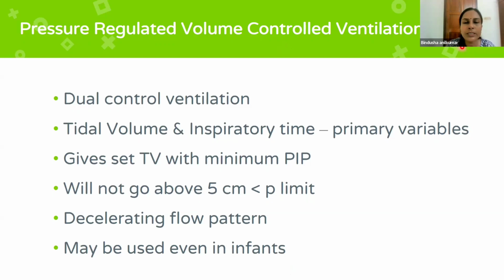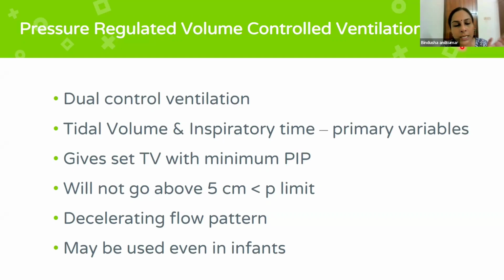You will set the pressure in the alarms. When you set the high pressure alarm, the ventilator will never go above 5 centimeters below the pressure limit. That tells you that if you are setting the high pressure as 25, the ventilator will not go above 20 to deliver the tidal volume.